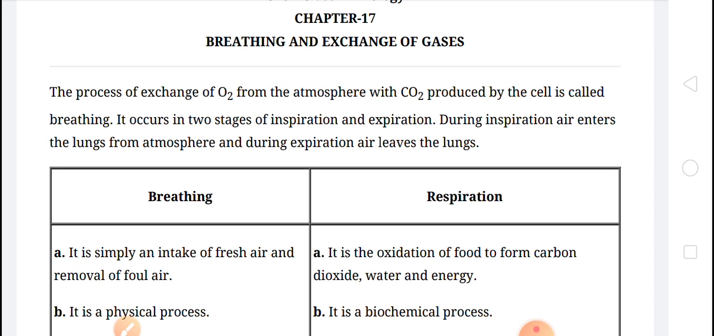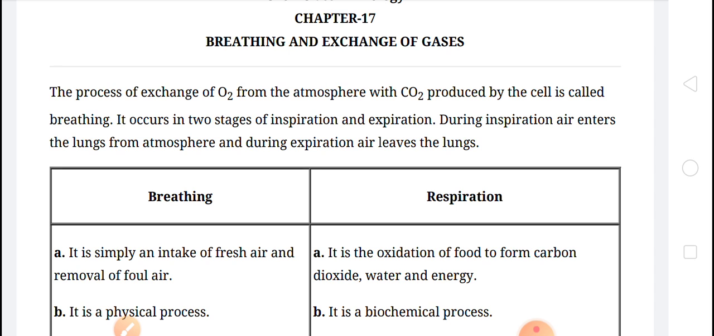Children, today we are going to start a new chapter, that is chapter 17, breathing and exchange of gases. It is the last unit of 11th biology, that is human physiology. In this unit, the first chapter, that is digestion and absorption, is deleted by CBSE this time. So we directly start from the second chapter, and the second chapter in this unit is breathing and exchange of gases.